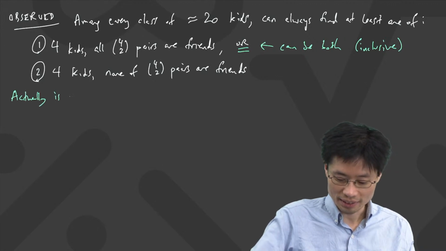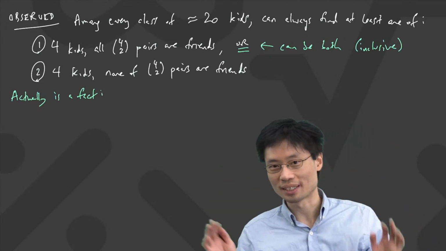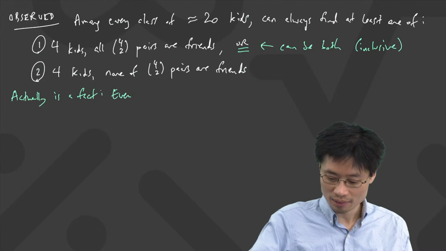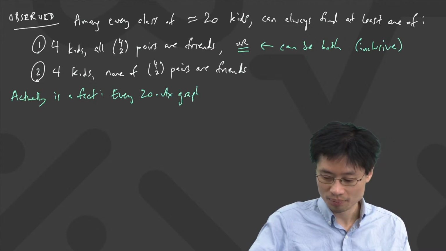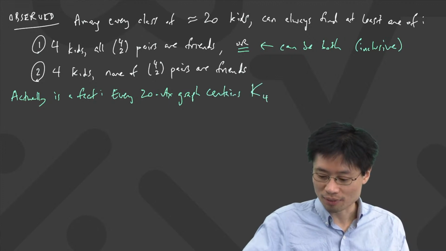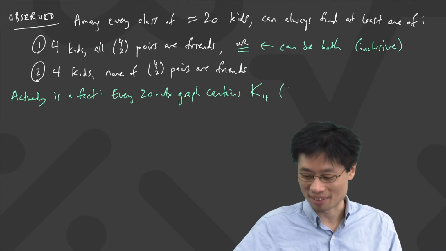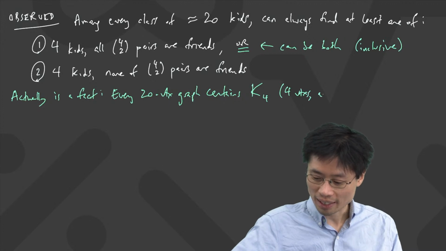So it turns out that this observation is actually a fact about graphs. It has nothing to do with kids, nothing to do with human relationships. Every 20 vertex graph contains a complete graph with 4 vertices. That's this K4. I don't remember if I actually defined it in this class yet or not. But this is 4 vertices, and all 4 choose 2 edges.